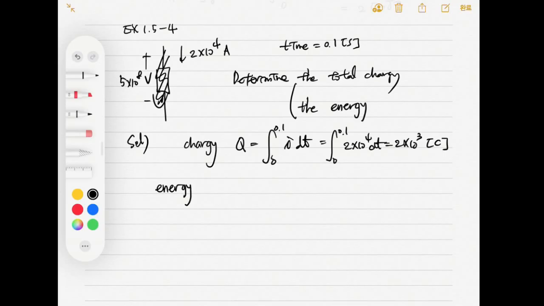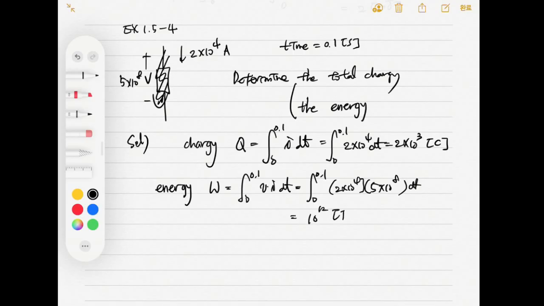Then what is the energy? Energy is W. This is work. It is the integral of V I dt, from 0 to 0.1. It is 2 times 10 to the 4, times 5, times 10 to the power 8. Okay, maybe. That means 1 terajoule. It can be simply written in this way.